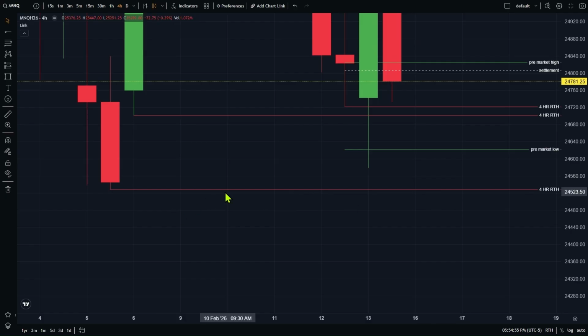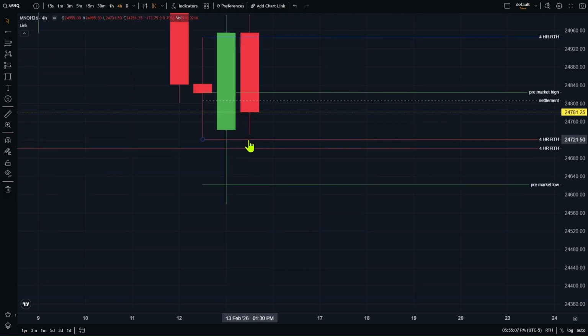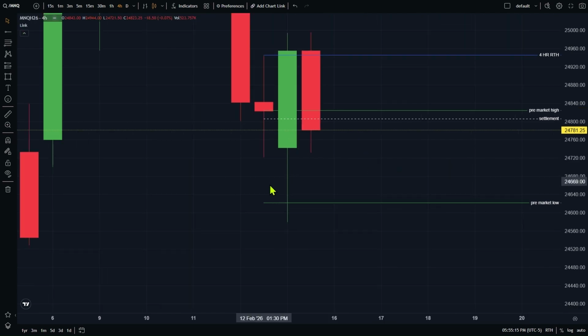But it did still mess with my head a little bit. I was thinking, well, why don't we go take that low? But we didn't need it. So I'm going to delete it. So we did take these two 4 hour lows there. That's good. We don't really need those on there anymore. Just to clean up the chart, I'm going to get rid of them. So now the pre-market low is our focus.